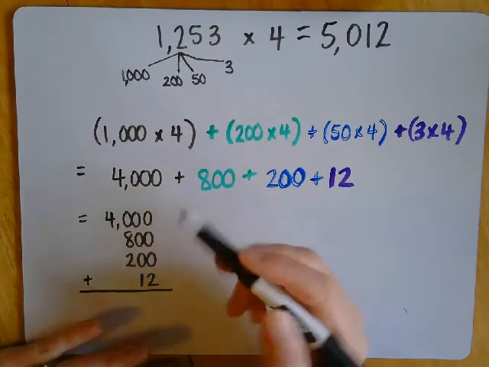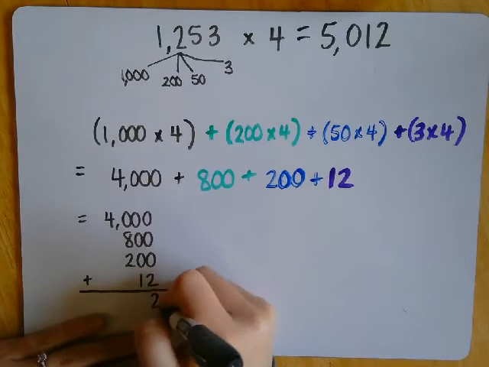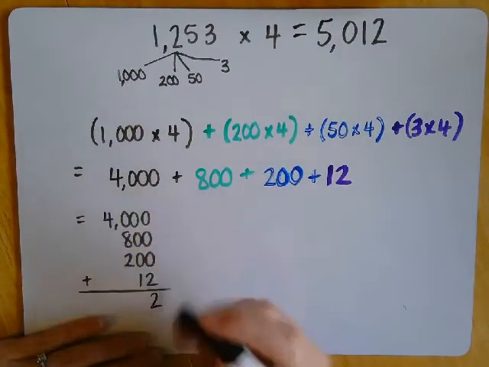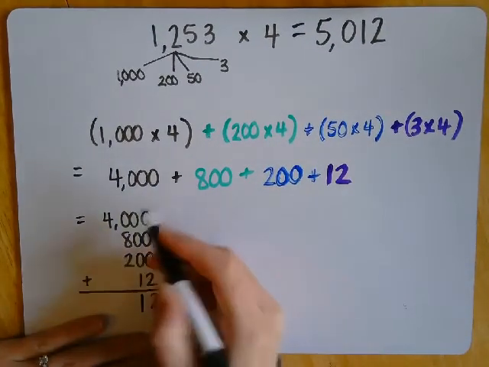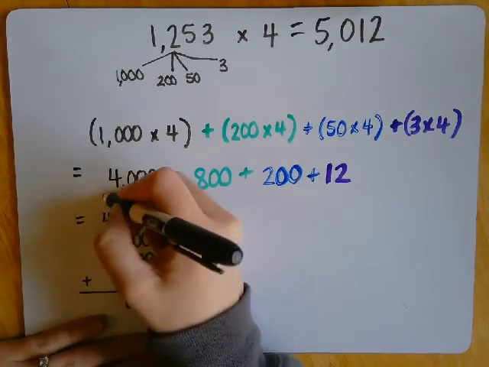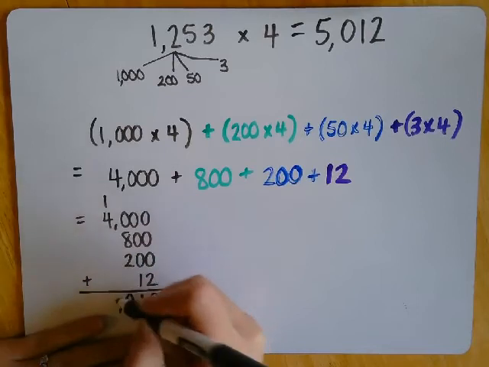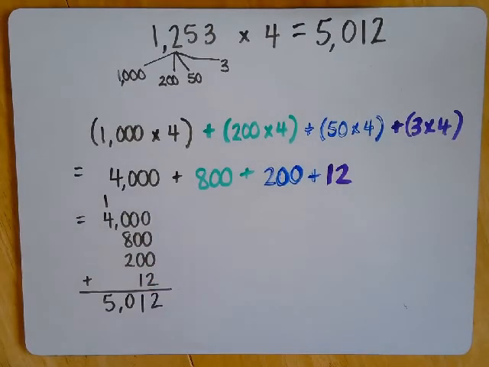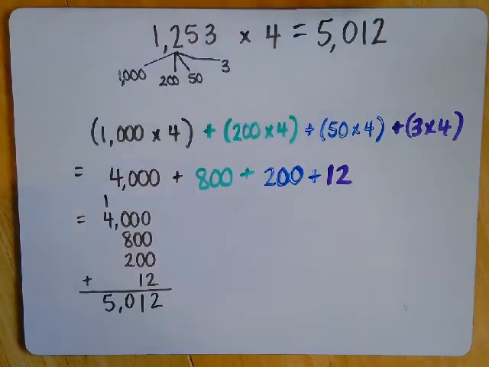All zeros plus 2 is equal to 2. All zeros plus 1 is equal to 1. 0 plus 8 is 8, plus 2 more is 10. And 1 plus 4 is equal to 5. So I got the same answer. I got 5,012 using the partial product strategy, and I got 5,012 using the area model. So not only is it a good way to check your work, but they are very much connected.